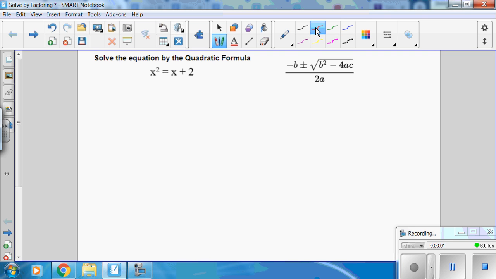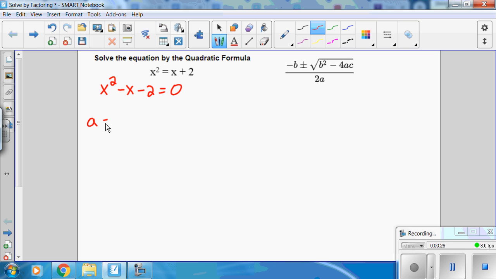Right, to solve by quadratic formula, we need to figure out what a, b, and c are, and we need to get everything on one side. With quadratic formula, it doesn't really matter what side you put everything on, but I just like to get in the habit of making sure x squared is positive. So I'm going to move these terms over here. All right, so that's going to give us x squared minus x minus 2 equals 0.